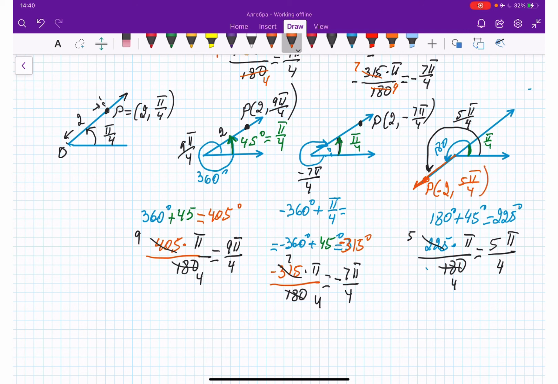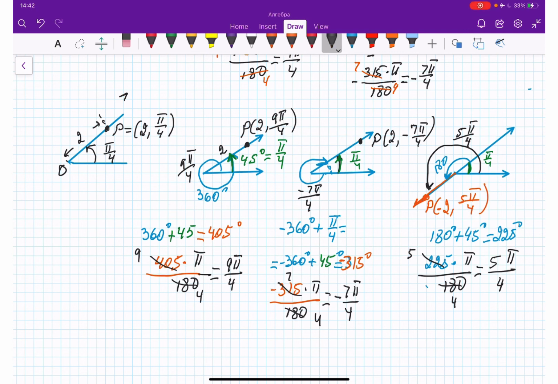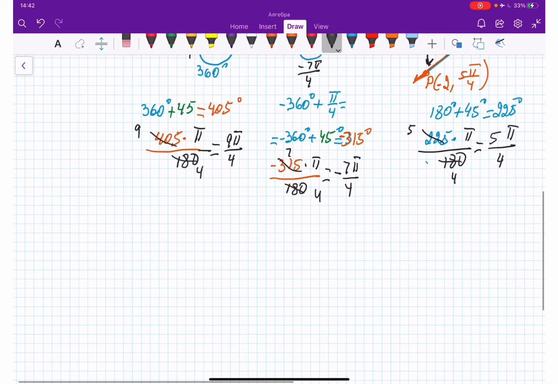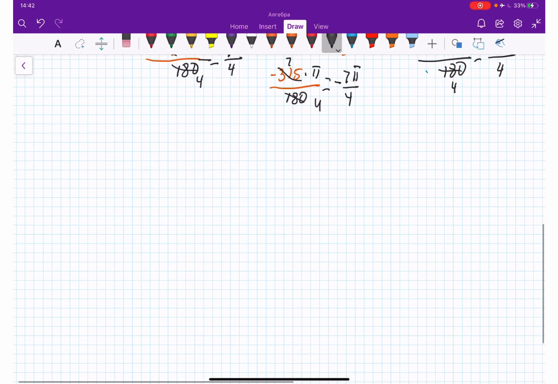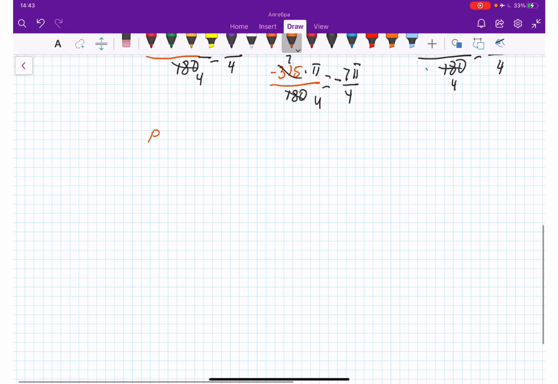Now, let's do practice problems converting from polar coordinates to rectangular.